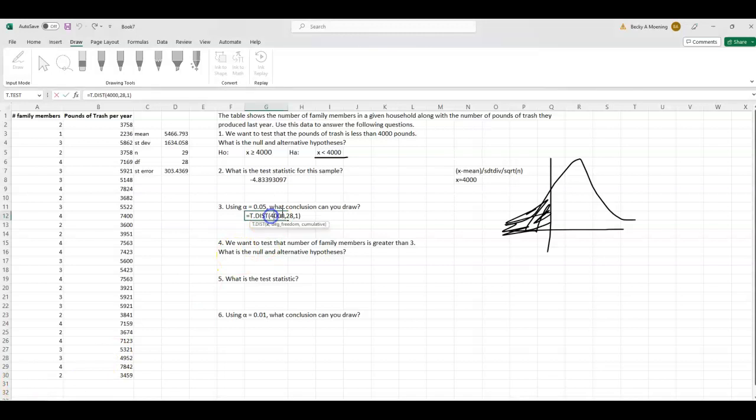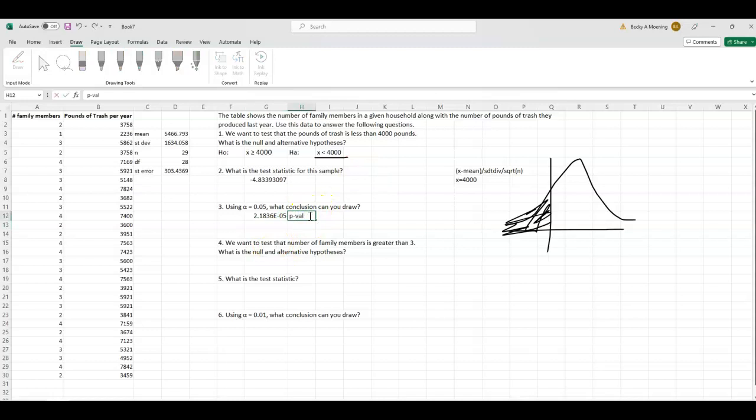Time out. Y'all, this is not 4,000. This is our test statistic. It's like it's my first day. I don't know what's happening. So that's why we find our test statistic, because that is the test statistic that we are testing in this sample. So I can click on, and that gives me my p-value.